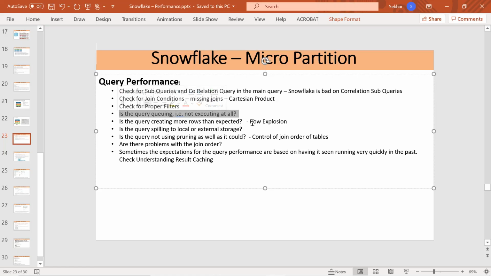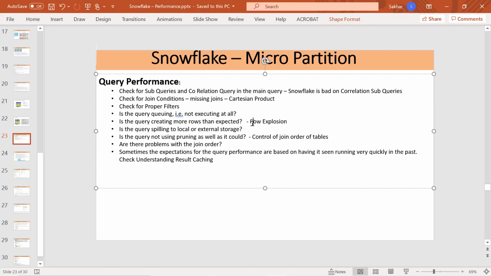Okay, that is one question. Is the query creating more rows than expected? Sometimes, whenever you are trying to join, there are two or three tables, for example. You join between A to B and B to C, and still your data gets filtered out, but you forgot to join A to C. You have A to B, B to C, but not A to C. When you have this kind of scenario, the join gets too much data from the different tables. That is called row explosion. I'll show you an example on that. We'll go through all these scenarios and then I'll show you.